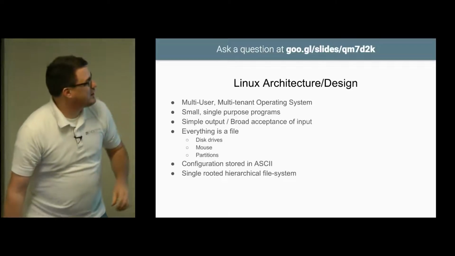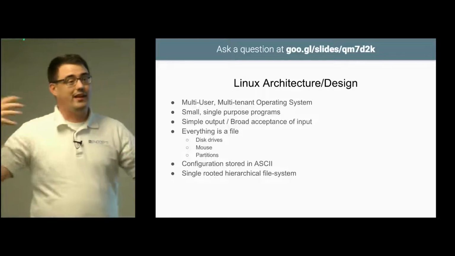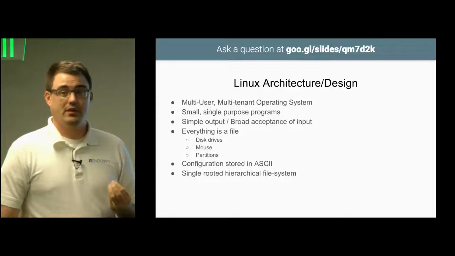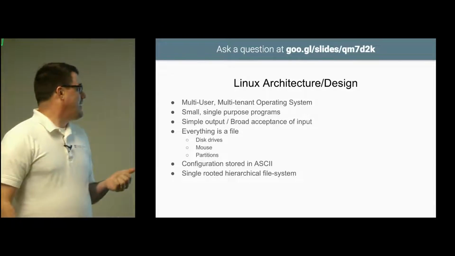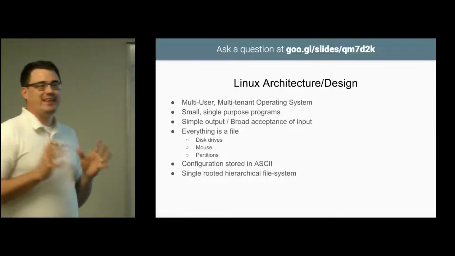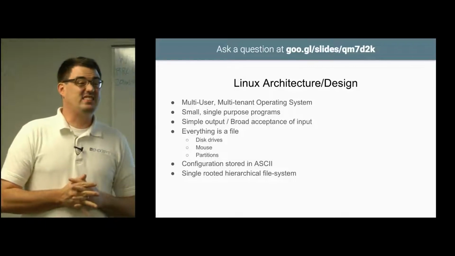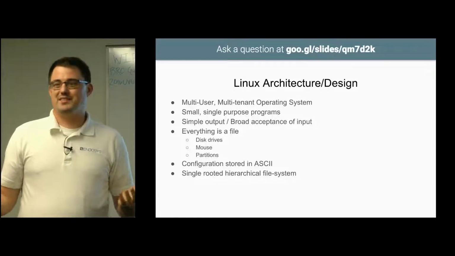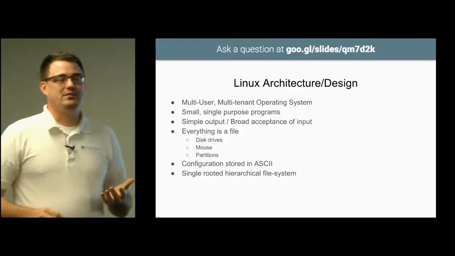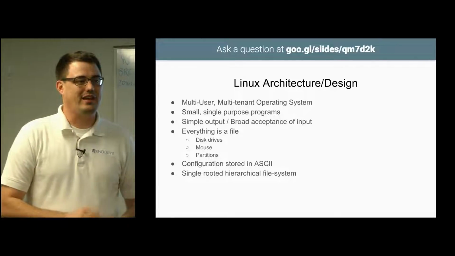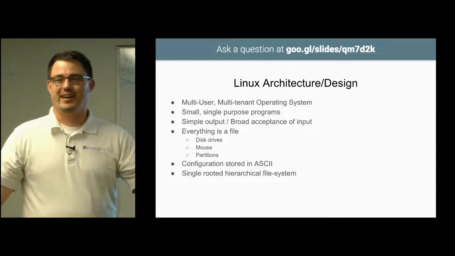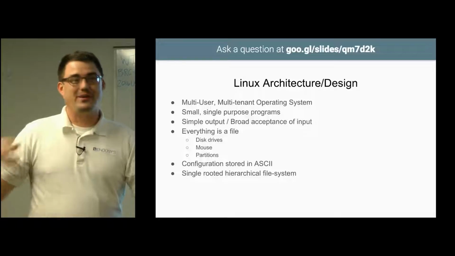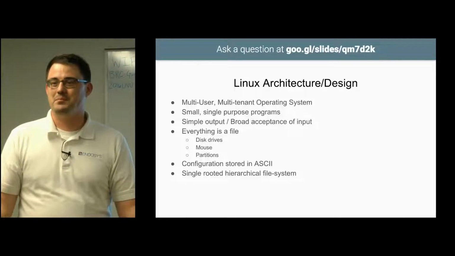So let's talk a little bit about the architecture and design of Unix and therefore by association Linux. There are a couple of really cool principles that it starts with. Number one is that it's a multi-user, multi-tenant operating system. In the 60s, this was awesome. Nowadays, it's just taken as the de facto. What is a multi-user machine? A multi-user operating system is one where Joe can log in and Sally can log in and they can do things. A multi-tenant operating system is one where Joe and Sally can be logged in doing things at the same time.